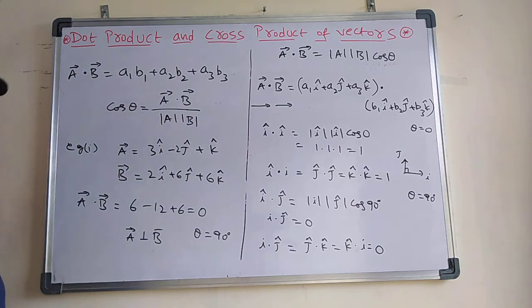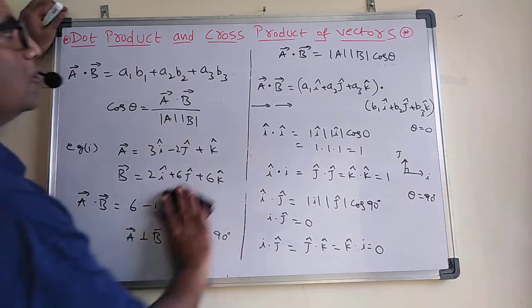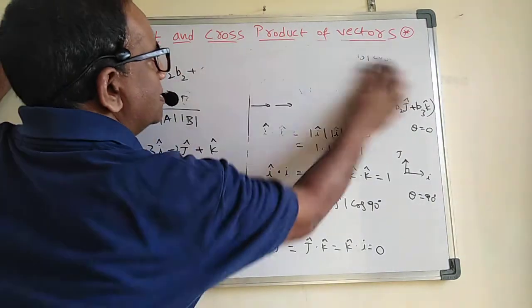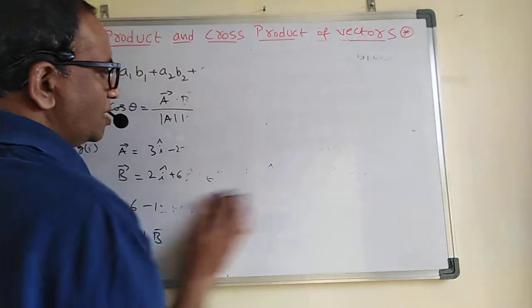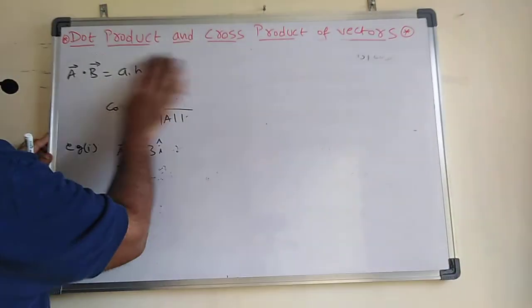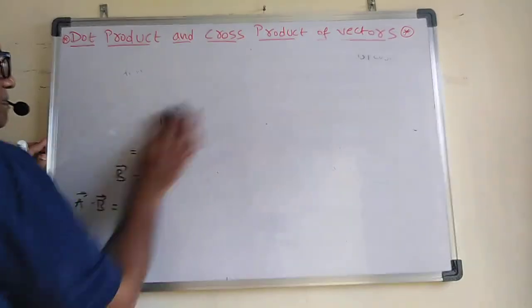Okay. Now, let us discuss about the cross product. You can pause and you can copy. So let us discuss how we can do this cross product. A cross product is entirely different from this dot product.